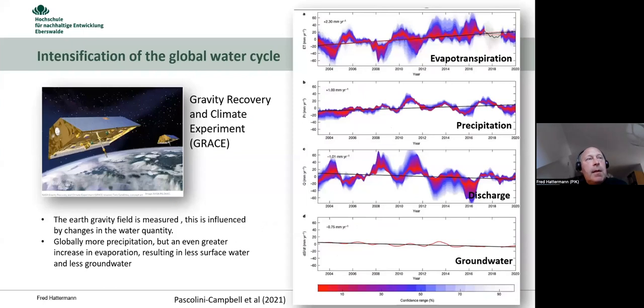This has, of course, an impact on the water cycle. And this I would like to show you here. There's an intensification of the water cycle, and I will try to lead you through. What you see here are observations. This is not models or simulation. It is observation, Earth observation.